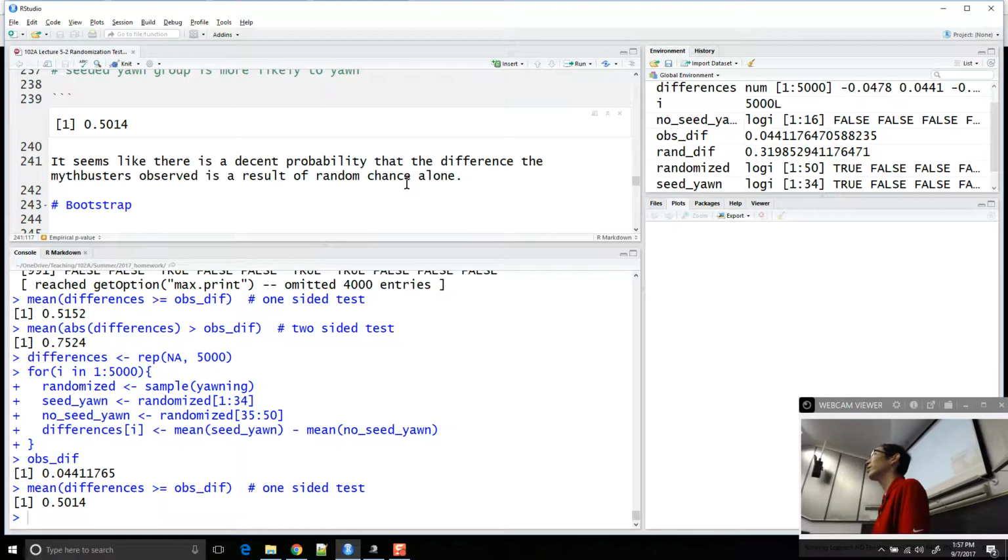So even in the scenario where yawning is not contagious at all, they could have gotten these results just from random chance, and they would have gotten these results about 50% of the time. So to me, this is not a convincing argument that yawning is contagious. It could be. We don't know. If we did a study with thousands of people, perhaps we would find a significant proportion increase. But our study with just 50 people is not enough to convince me that this is the case.